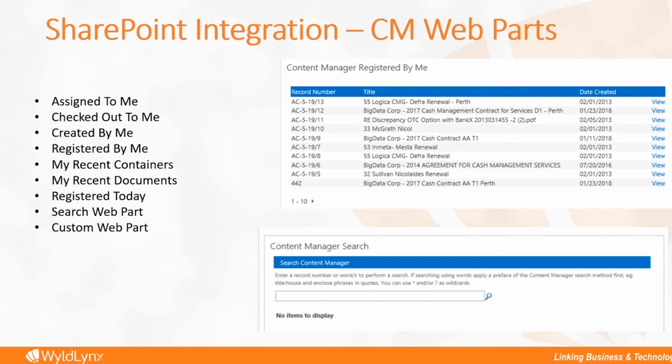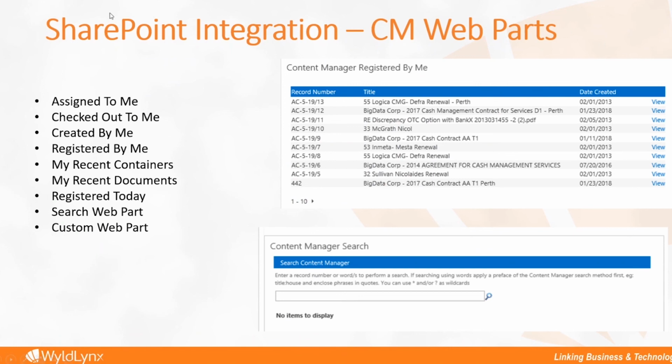The last option is effectively, out of the box with the integration comes a number of different web parts. So web parts are like a little widget that sits within SharePoint. Again, there's a number of them there, and then you can configure some of your own. So things like assigned to me, checked out to me, created by me, registered by me, my recent containers, my recent documents, registered today, a search web part, which is this bottom one down here. And also then the ability to have a custom web part. You could have a custom web part that is literally just a string search in Content Manager, and then have the ability to show that and put that on a web page.